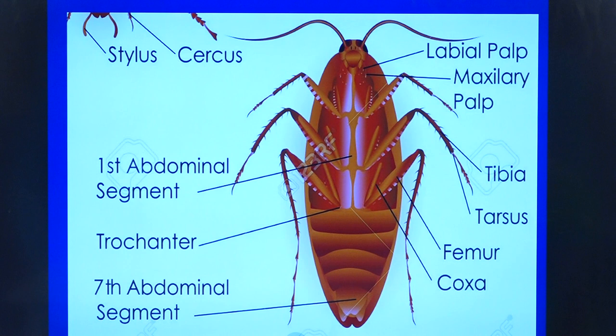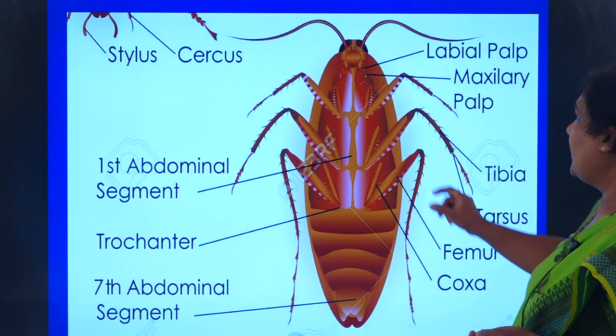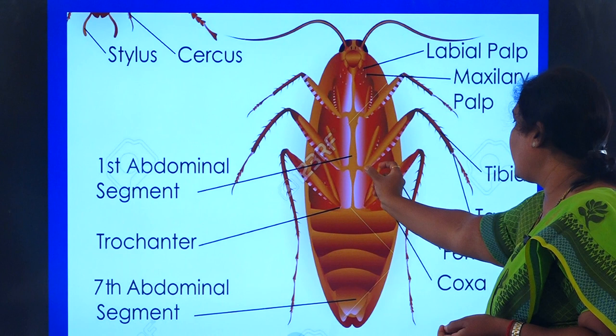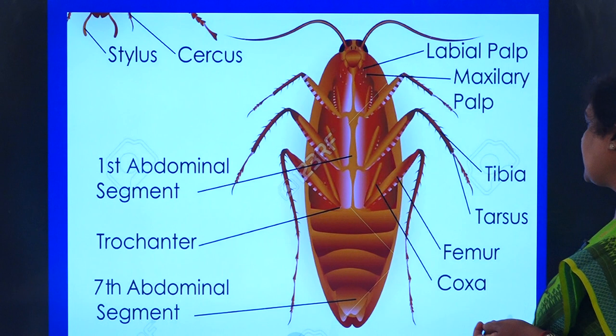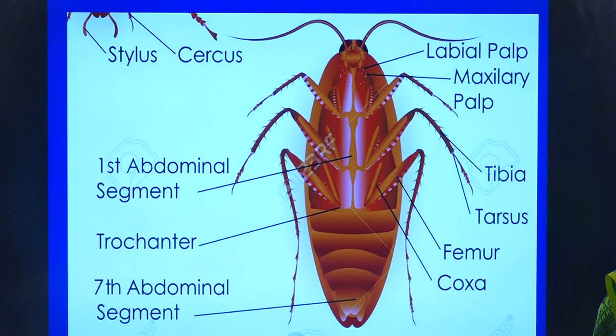Children, see here, in the leg, the broader portion, what you are seeing here, a little bit stumpy one here, this is said to be the coxa. The coxa is later on having a trochanter. This trochanter connects this coxa to the femur. The femur is the longest and the strongest part. Then femur is connected to tibia, and tibia is connected to tarsus.